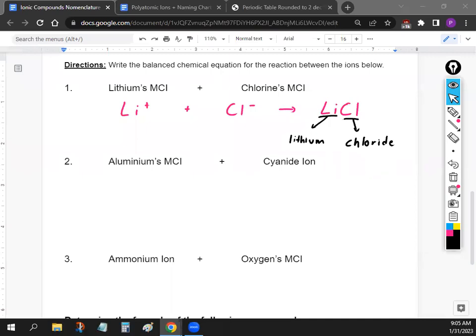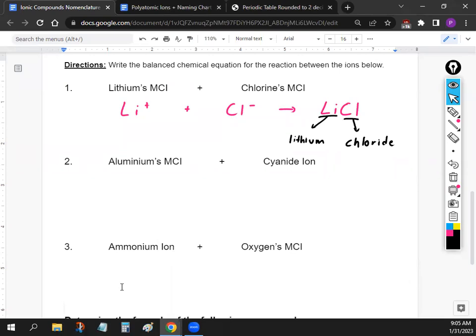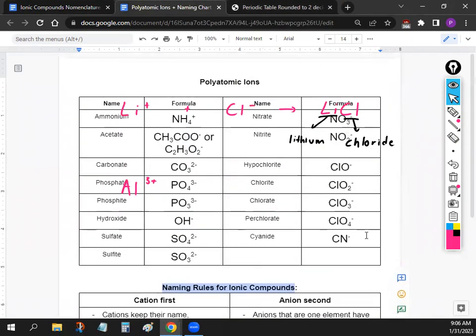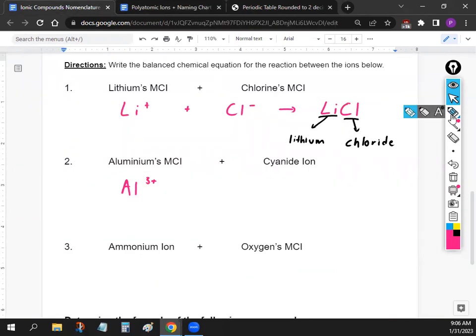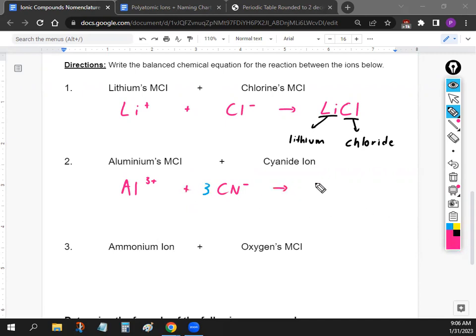All right, so we did aluminum's MCI for the warm-up. What's the charge on aluminum's MCI? 3. Yeah, so aluminum's MCI is +3. If you take a look at cyanide on your polyatomic chart, cyanide is CN-. So we're going to combine that with CN-. And if you notice, it's pretty much the same thing we did for the warm-up. You're going to need 3 of the cyanides, and then it's going to react with 1 aluminum. So you'll get Al, and then parentheses, CN, 3.